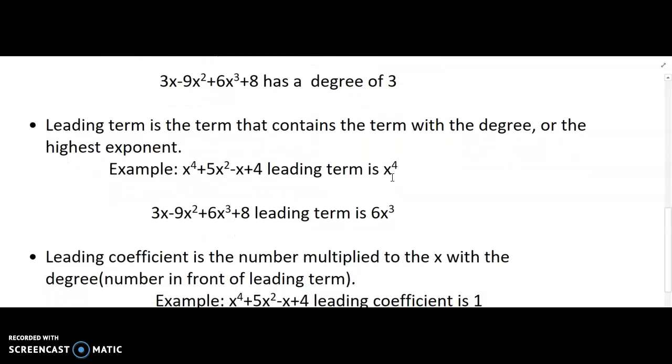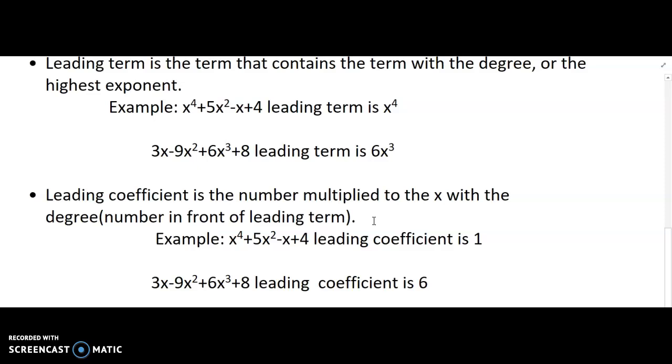Some other new vocab is the leading term. The leading term is the term that contains the degree. That's very confusing. Or the highest exponent. So for example, in x to the 4th plus 5x squared minus x plus 4, the leading term is x to the 4th because that's what contains the degree. In this example, the degree is 3. So what's the term that contains it? The leading term is 6x to the 3rd.